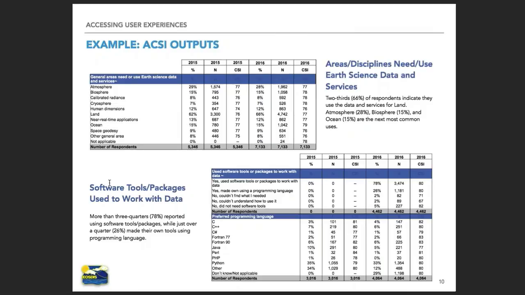These are some of the areas that we also look at in the survey as well. Like what areas of earth science and services folks are coming from. Here for last year, 2/3 were services for the land community, 28% for the atmosphere, 15% for the biosphere, etc. So when we're looking at our systems, we can tailor them more based upon our knowledge of where our community is coming from and where they're interested in.